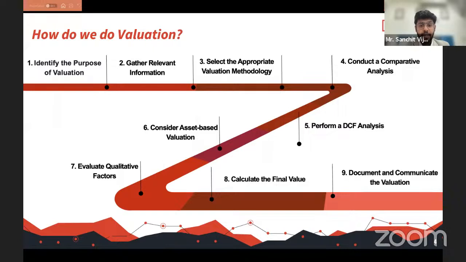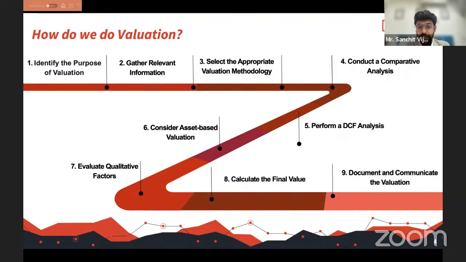The eighth step is calculating the final value. Once we have completed all the analysis using the selected valuation methodology, integrated the findings, and arrived at a fair value estimate, we need to calculate the final value in relevance to our specific evaluation context and the purpose.